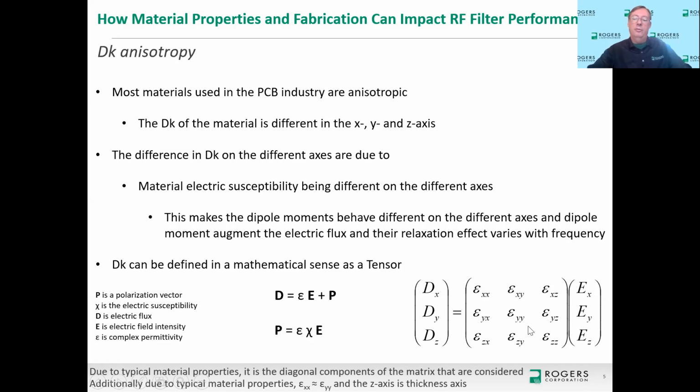And due to formulation of these materials and due to test method, normally epsilon sub xx and epsilon sub yy are assumed to be the same value, which is usually a pretty good assumption. And also for test measurements, it's actually easier to test that plane than the individual axes. So normally we look at the XY plane, that's how it's reported for the anisotropy of a material, the Dk of the XY plane, and the Dk of the thickness axis or the Z-axis.